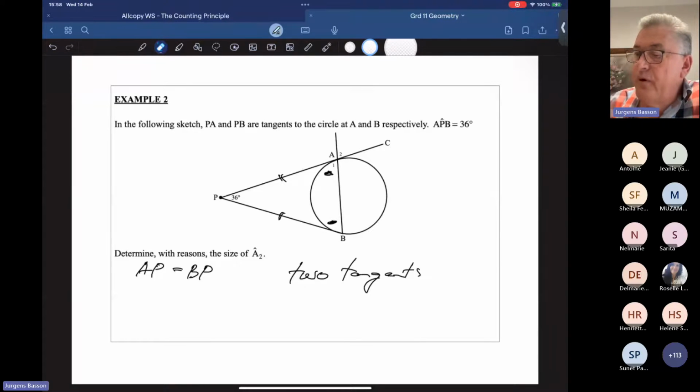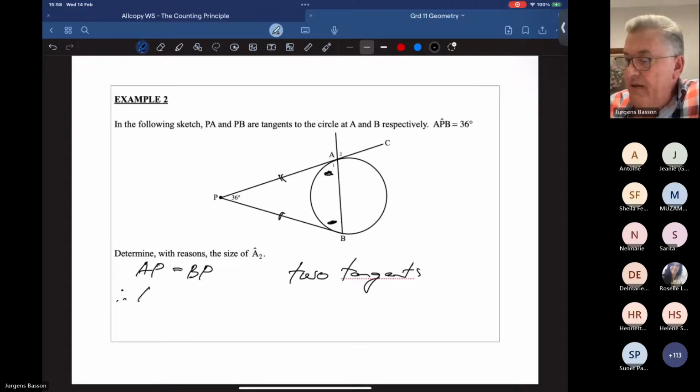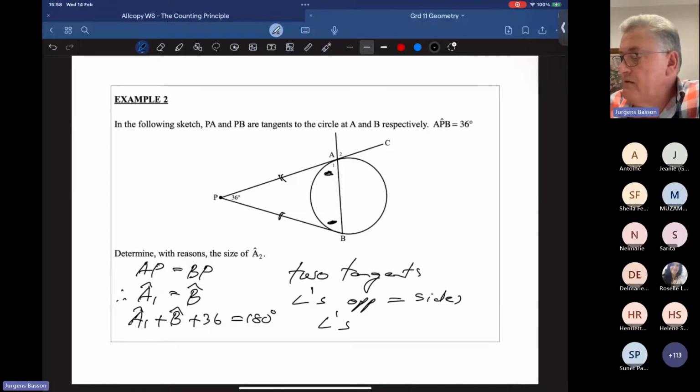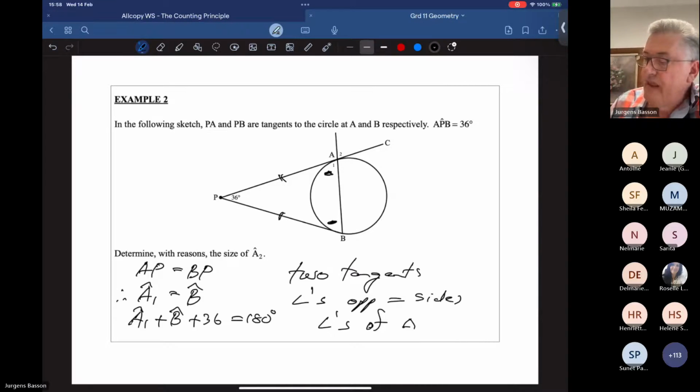So now we can say that A1 will be equal to angle B. And that is angles opposite equal sides, because we already said the sides are equal. So now we can say that A1 plus B plus 36 is equal to 180, and that is angles of a triangle. And then you can go straight from there to A, because we already said A1 and B are the same. You take the 36 across, you divide it by 2, and you get an answer.